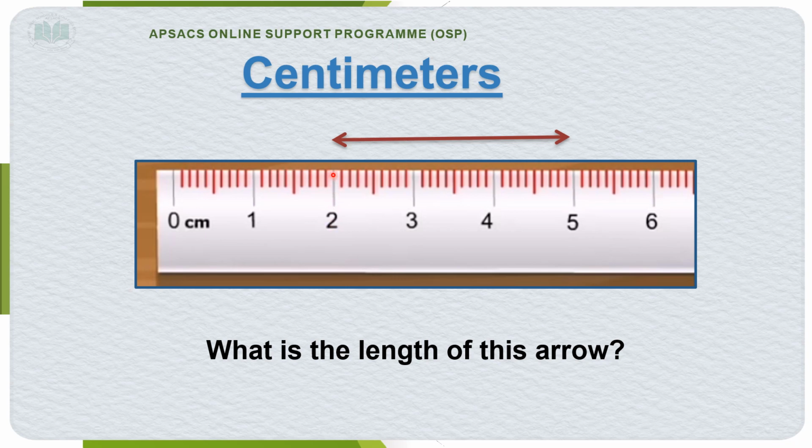So from 2 to 3 is 1 centimeter. 3 to 4 is 2 centimeter. 4 to 5 is 3 centimeter. So this arrow line is of 3 centimeter. Is this clear to everyone?